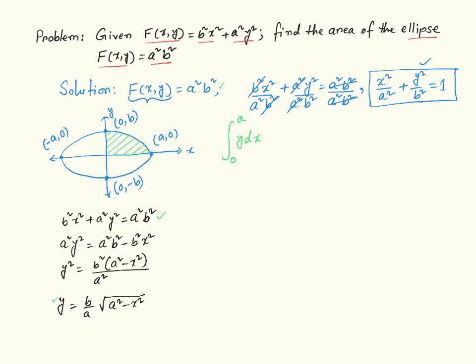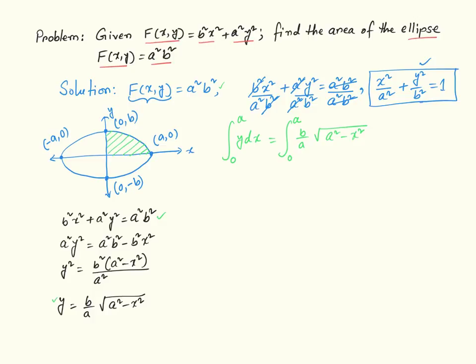So what we are going to do is write it down: integral 0 to a of b over a times the square root of a squared minus x squared. Now we need to find this integral. Once we find that integral, we have the area in the first quadrant. Then we multiply it by 4 to get the area of the ellipse. To find this integral, we have to use substitution and convert it into a trig integral, and then we are going to integrate it.